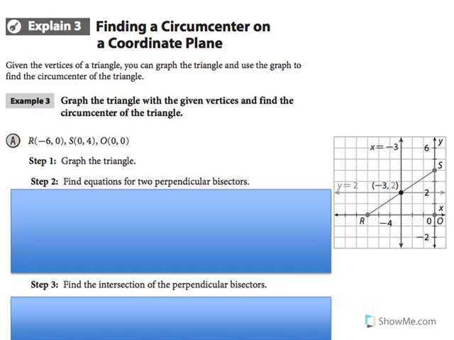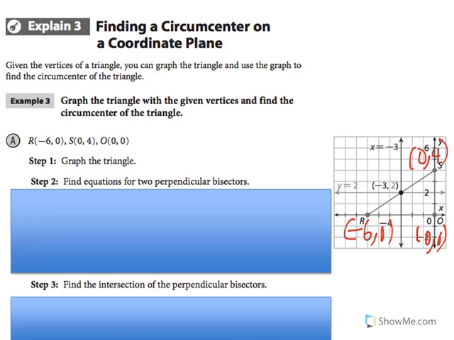So R is the point -6, 0. So here is R, -6, 0. And S is 0, 4, so that's S, 0, 4. And O is 0, 0. Right? In step 2, find the equation for two perpendicular bisectors.